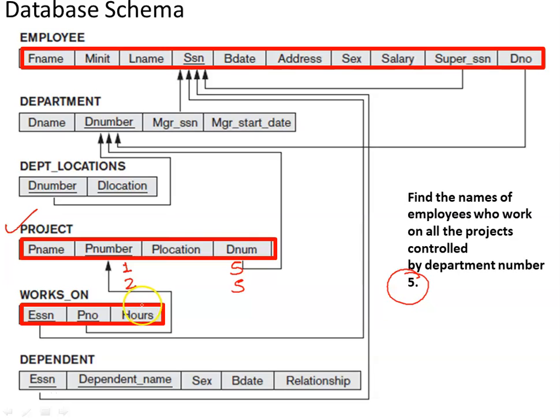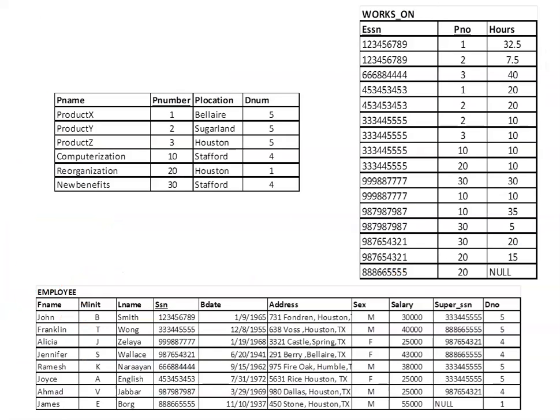So once you pick up this information, then you find out which employee work on all the projects. Now that information is available in the works on relation. So once you get information about employees working on all the projects based upon the ESSN and the SSN in the employee table, you pick up the name of the employees. So very simple.